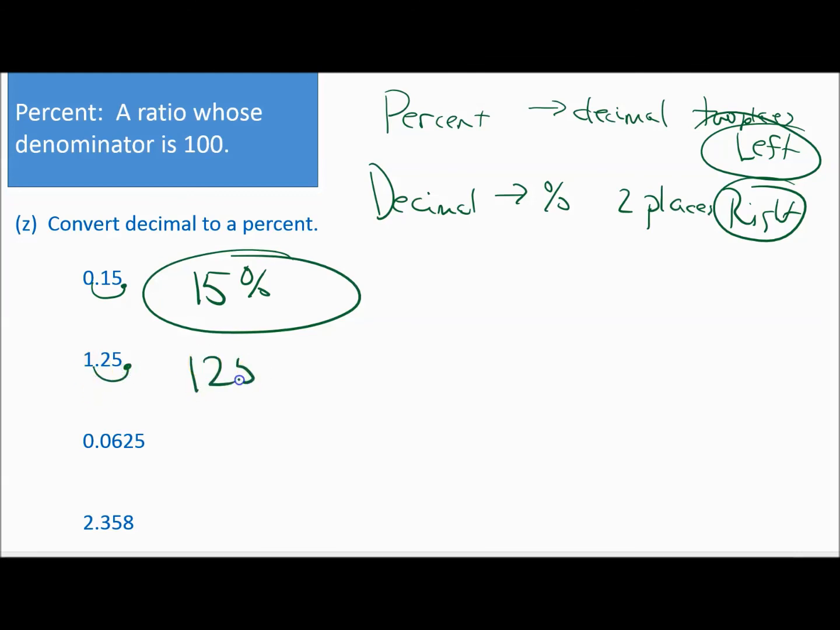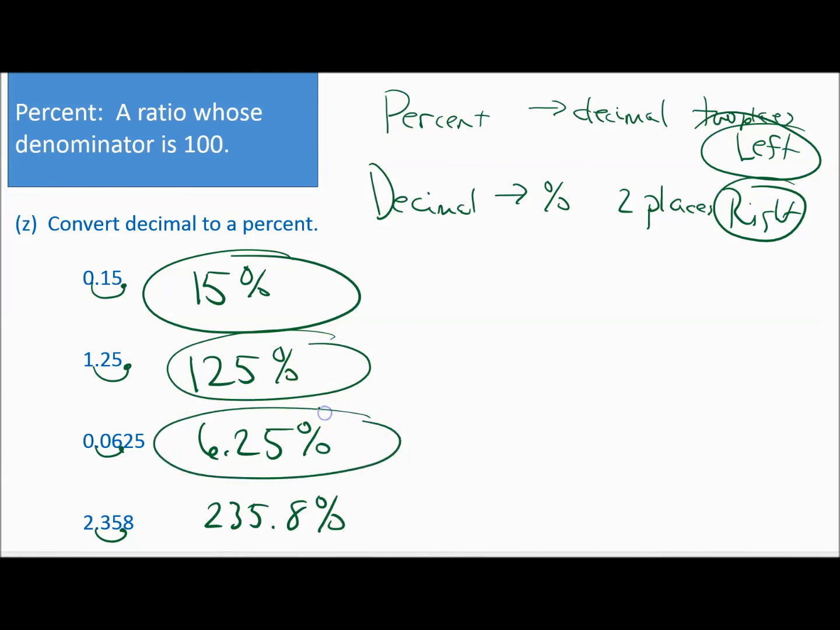I move this one 2 places to the right. That's 125%. And I move this one 2 places to the right. That's 6.25%. And finally, down here, 2 places to the right, that's 235.8%. You see how lazy I was being during these last two? That's really 6 25/100%, and this is 235.8%. Okay, I hope you feel better about decimals. Take care.